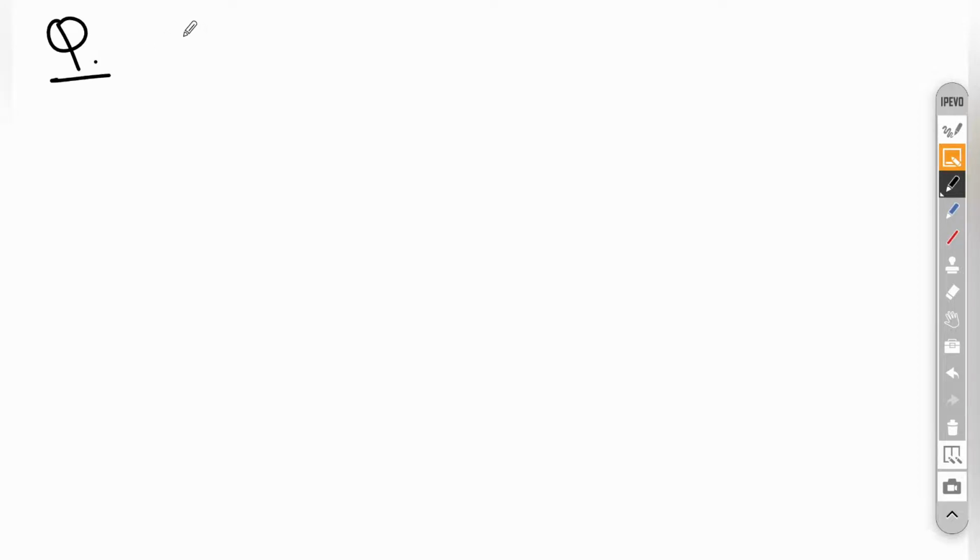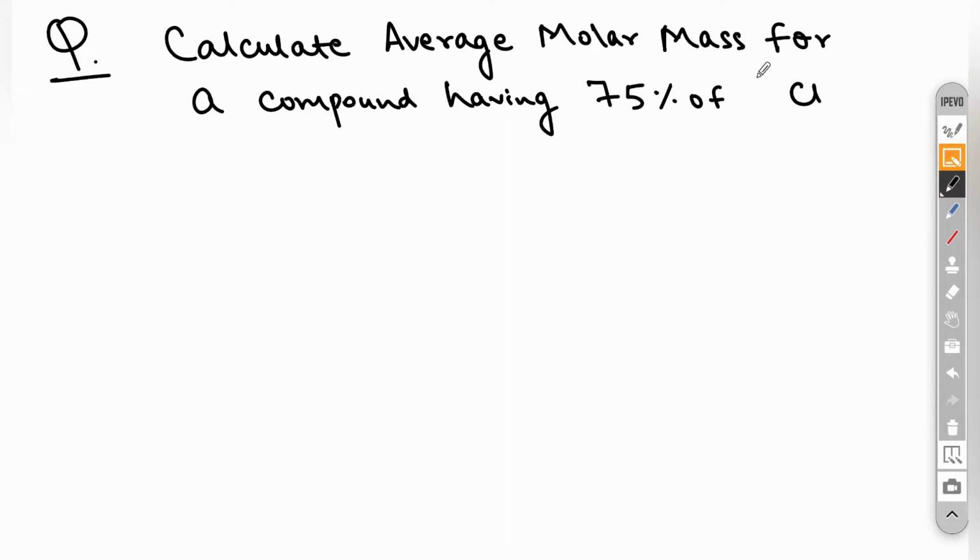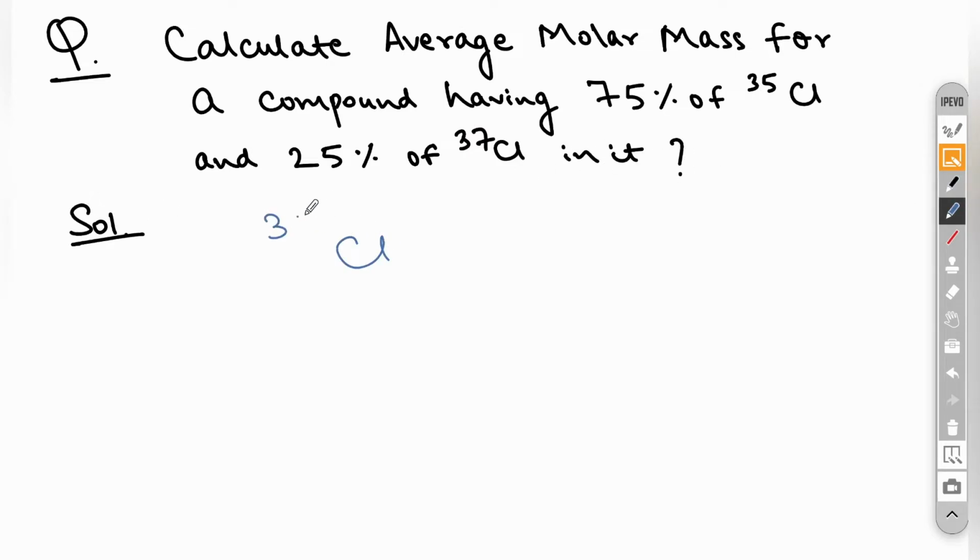Now we'll solve a problem. Calculate average molar mass for a compound having 75% of Cl35 and 25% of Cl37 in it. So the solution: we have two entities, Cl35 and Cl37, with mole ratio of 75% and 25% respectively. Now apply the formula.